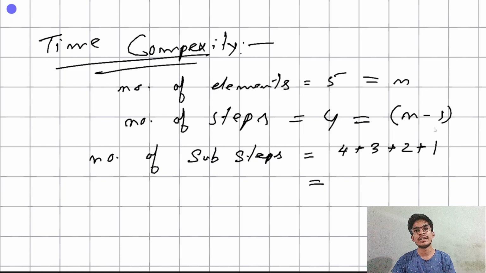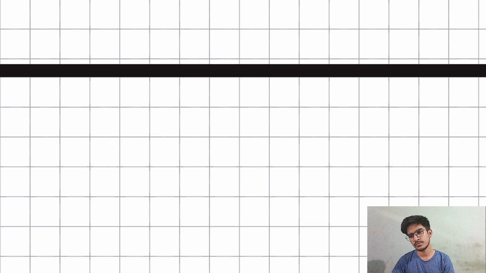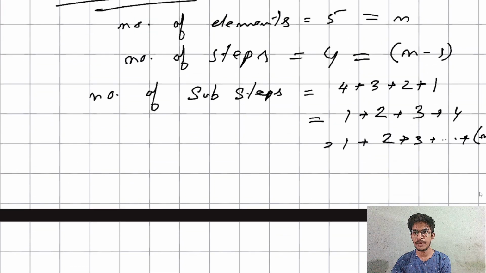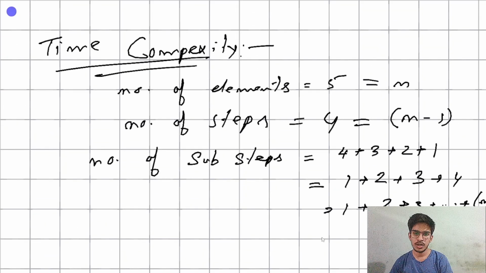You can say 4, 3, 2, 1, or 1 plus 2 plus 3 plus 4. Just to make it easier, I'm writing it in the reverse order: 1, 2, 3, 4, and here it will be 1, 2, 3, and so on up to n minus 1. So if we put in the formula, what will the summation formula become?